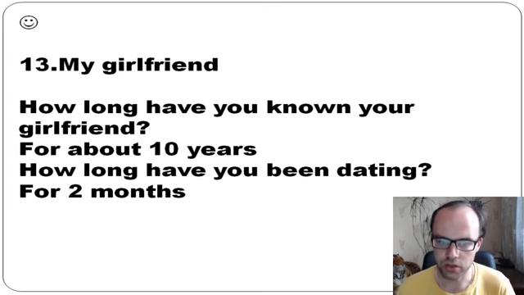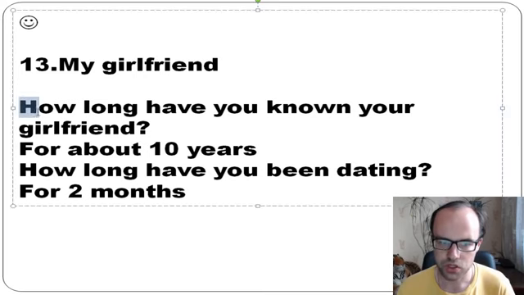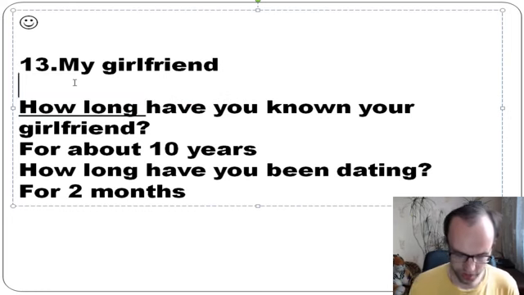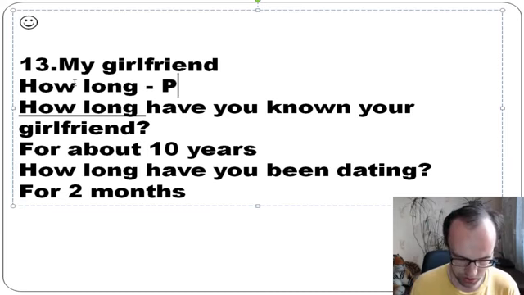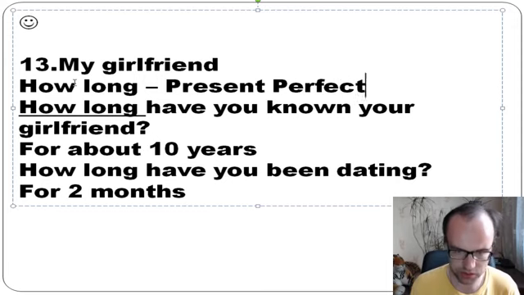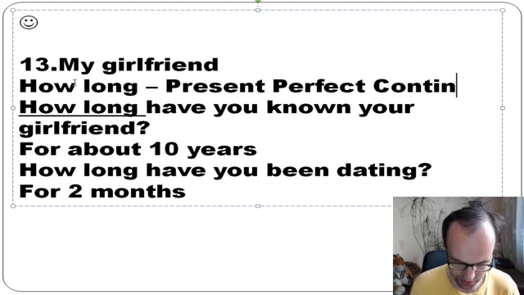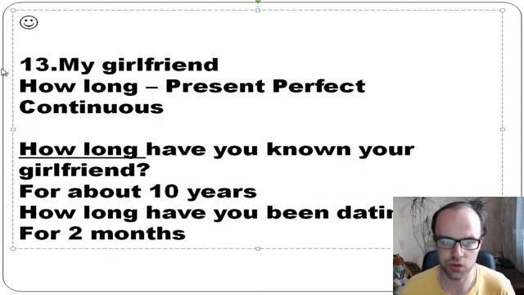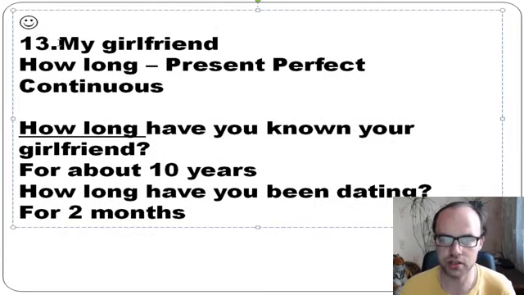How long have you known your girlfriend? Yeah? So you know that if you have how long, you normally use present perfect continuous. You normally use present perfect continuous. I hope that you see it.